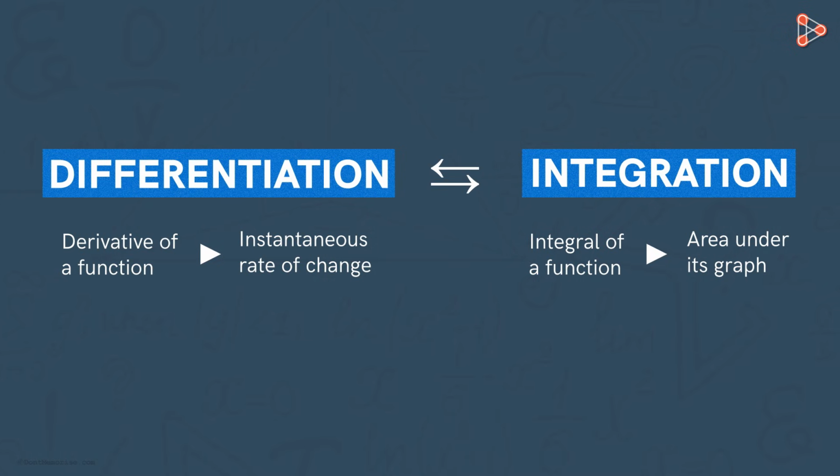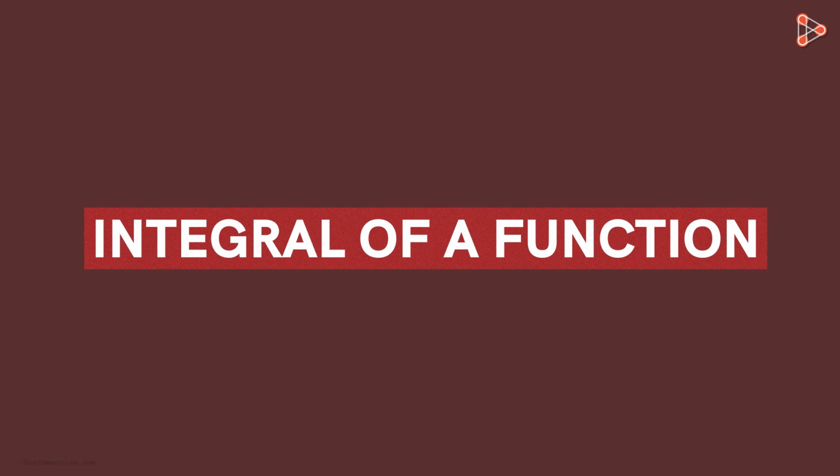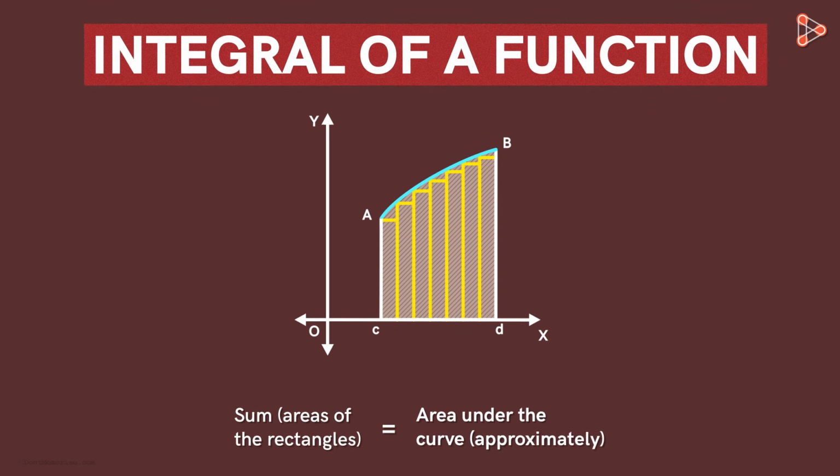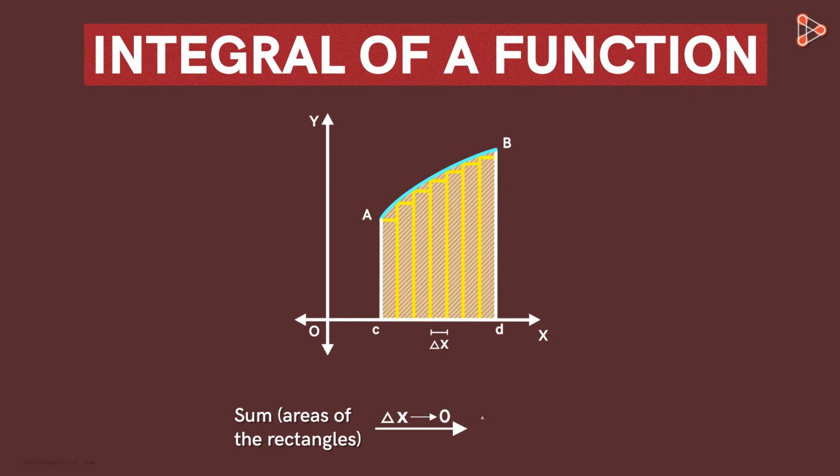But wait, there's more. This relation has one major advantage for us. We have seen earlier how to find the integral of a function. First, we divide the area into rectangles. Then we find the sum of the areas of the rectangles. Then, to get the area under the graph, we take the limit of the sum of the areas as the width of the rectangles tends to 0.